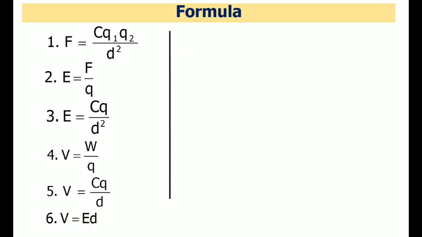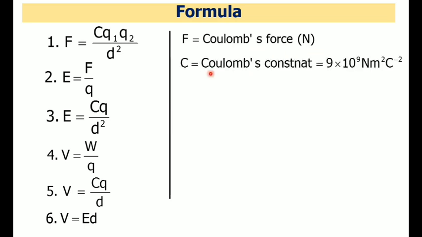Let us see all the quantities. Here F is the Coulomb's force, whose unit is Newton. C is Coulomb's constant, which has a fixed value, that is 9 into 10 to the power 9 Newton meter square per Coulomb square. You have to memorize that value with its unit. That is very important. You have to write the value with full units.